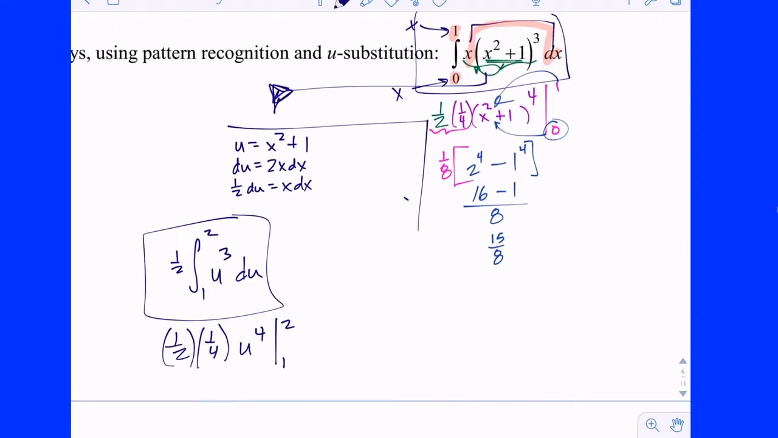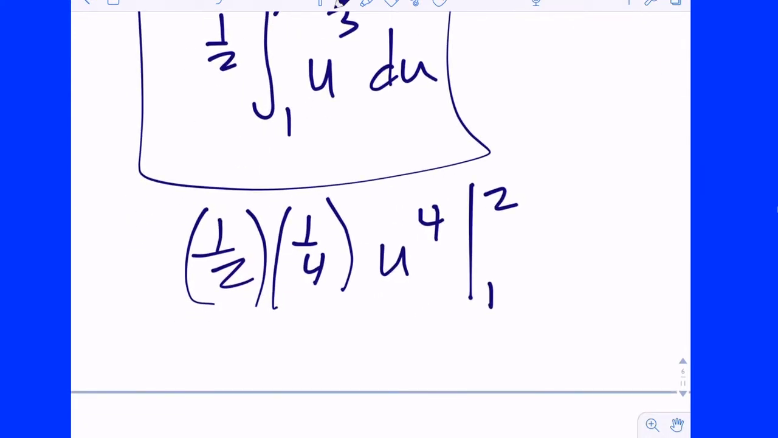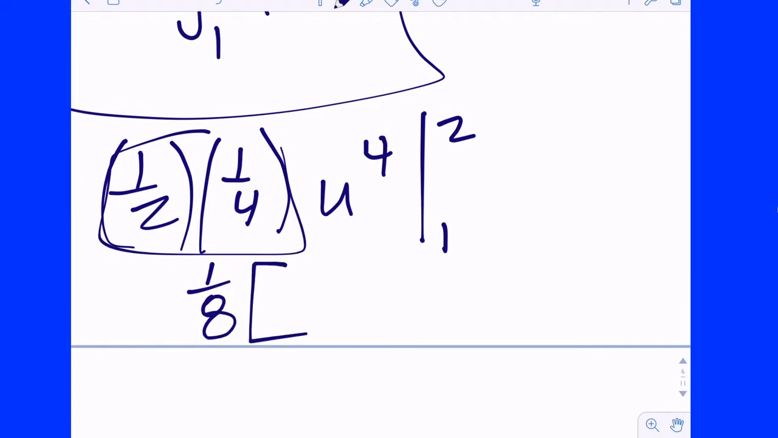Now here's where you can get kind of in trouble. If you didn't change those values and you evaluate it from 0 to 1 without changing it back to x, that would be like answer choice A on the test, right? Because that's a common mistake. But if you have changed them from x values to u values, just proceed. Now the 1/2 times the 1/4, that's a 1/8. I would recommend leaving your constant multiples out front. So you get 2 to the 4th minus 1 to the 4th.